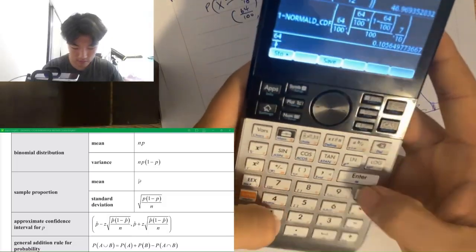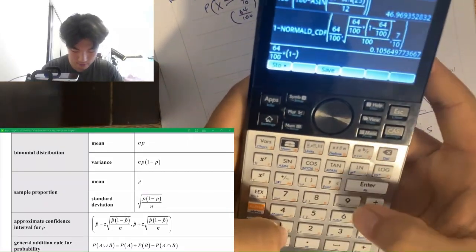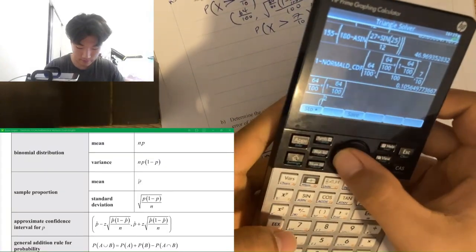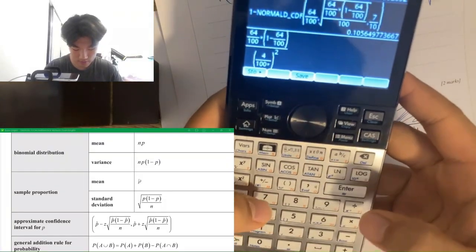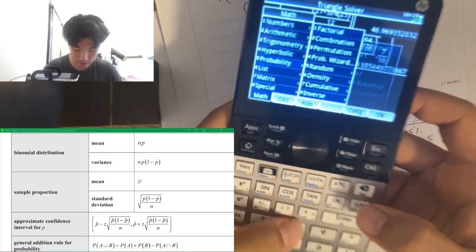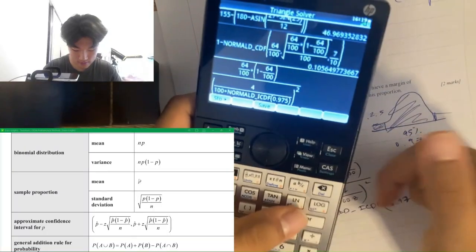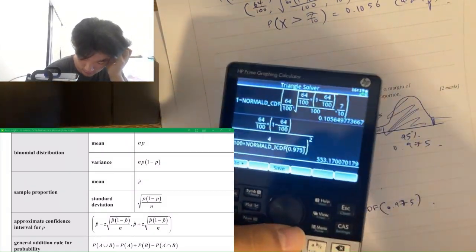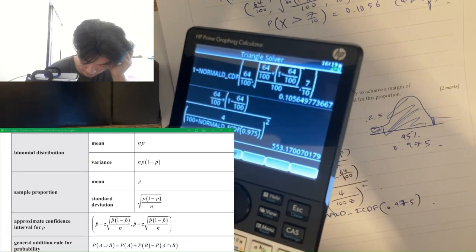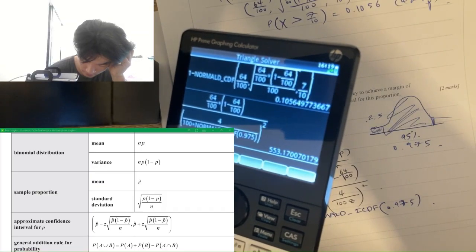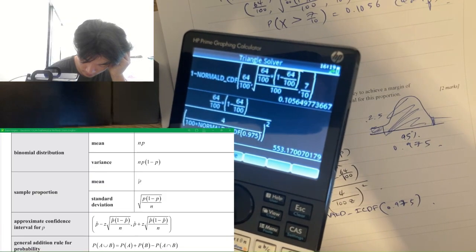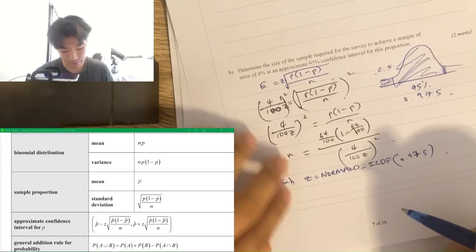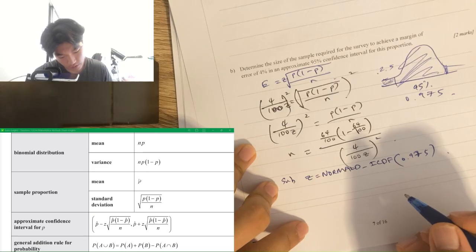Okay, so now we sub in everything. 1 minus 64 over 100. We divide by 4 over 100 times inverse normal 0.975, which is z. So we get a value of 553. This doesn't seem right. This does not seem right. Either way, I think it's right. Okay. Pretty sure it is.